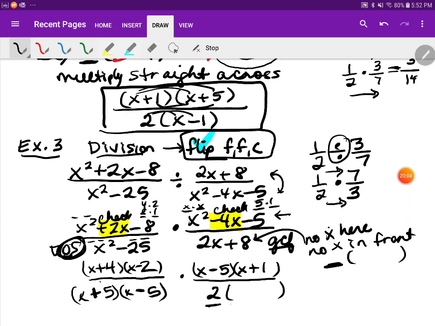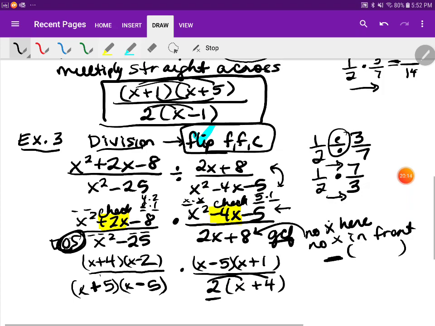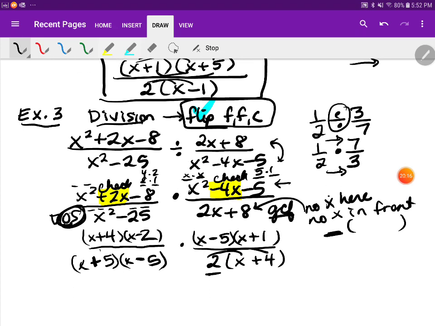So just a 2. Think of what you need to distribute to get to x plus 8. In this case, it's x. And then 2 times what equals 8 is 2 plus 4, is x plus 4. Then you can cancel. So now I've done the F's. So FF is factor the top, factor the bottom. So I've done my 2 F's.